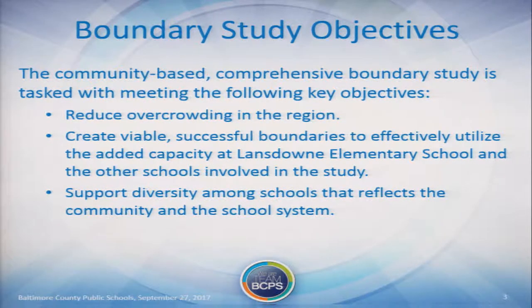So just to go over the boundary change objectives again, one of the primary objectives is to reduce overcrowding in the region. We want to create viable, successful boundaries to effectively utilize the added capacity at Lansdowne Elementary School. And we want to support diversity among schools that reflects the community and the school system as a whole.